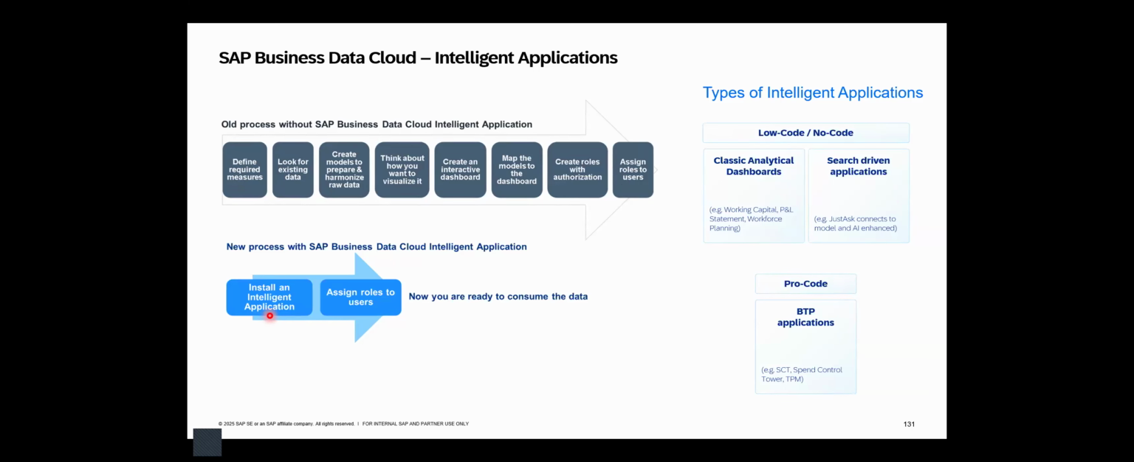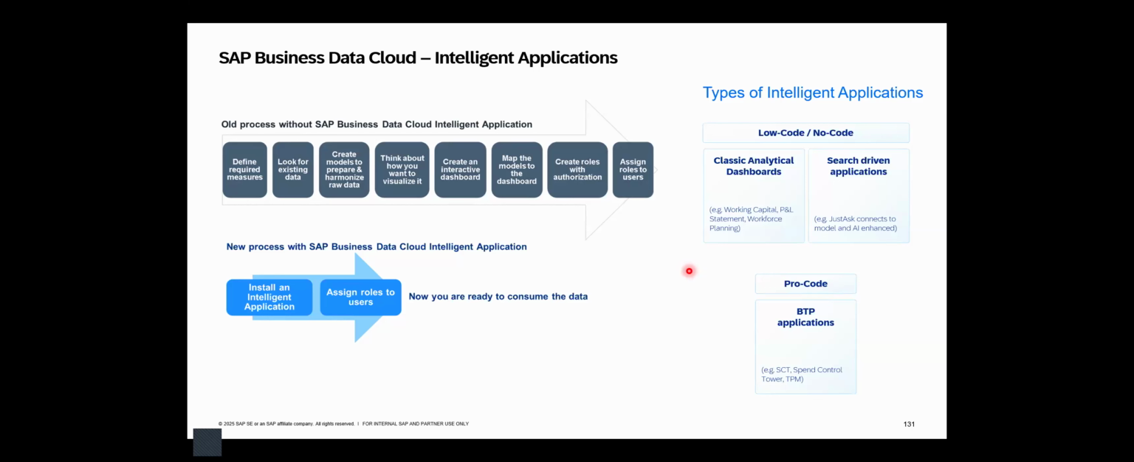First, you install the intelligent application. And second, you assign roles to the relevant users. And now you are ready to consume the data from your source applications. Okay, and we also have different types of intelligent applications, basically two types, right? One is low code, no code applications with SAC dashboards, and another is pro code applications, which are highly customized, highly coded applications.